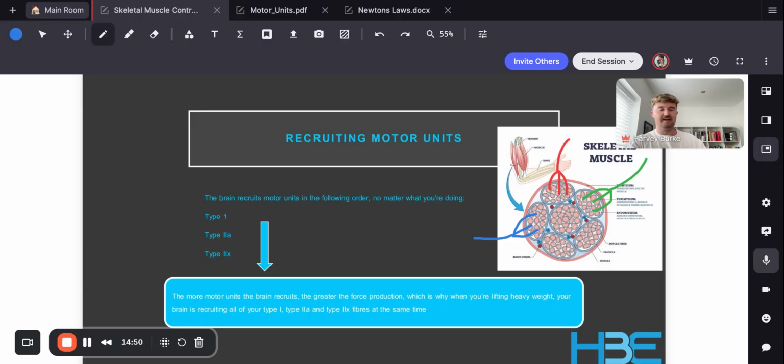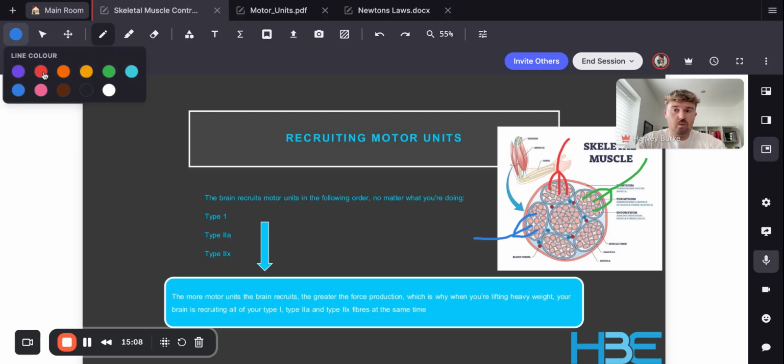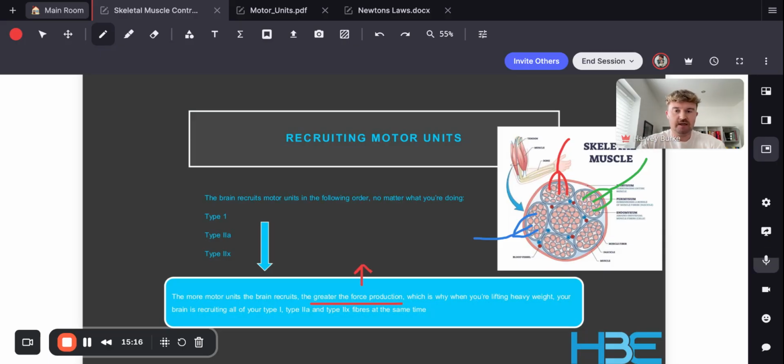So if I'm, let's say, lifting this pen, my brain doesn't need to recruit a large proportion of fibers at all. But if I was to lift this speaker, it's heavier. So my brain needs to recruit a larger proportion of fibers in the muscle. So if they do ask a question like that about what is the impact of recruiting more motor units, it's just that there will be greater force production. So you're going to be able to lift more.